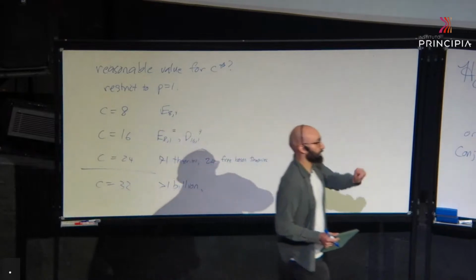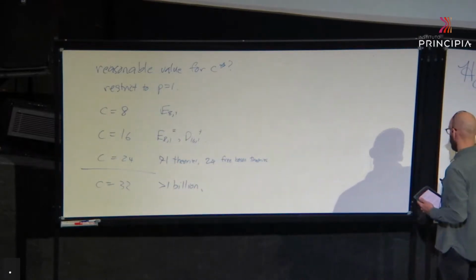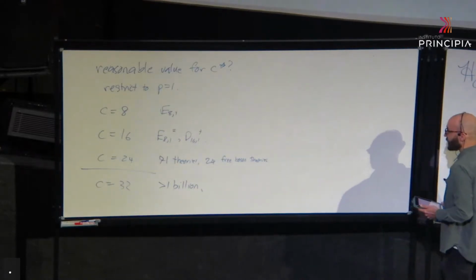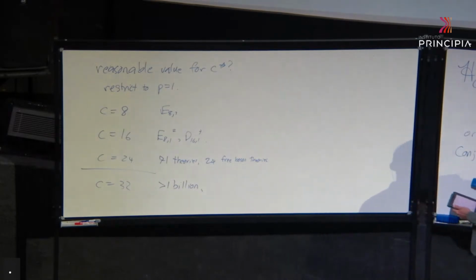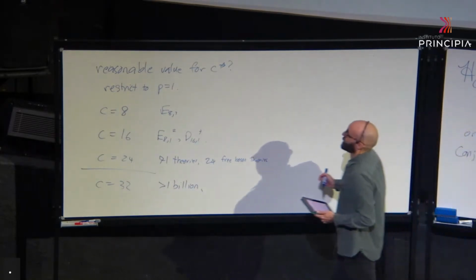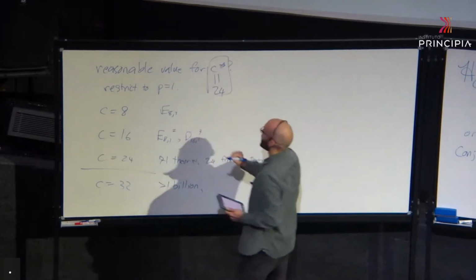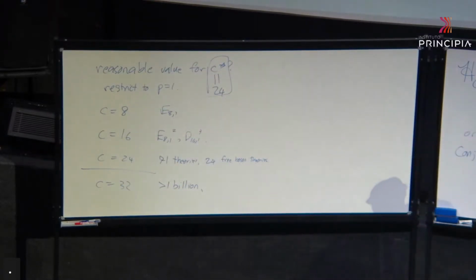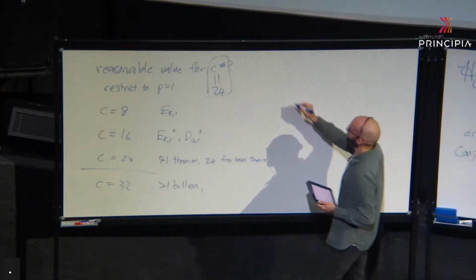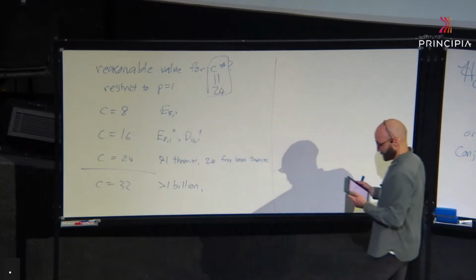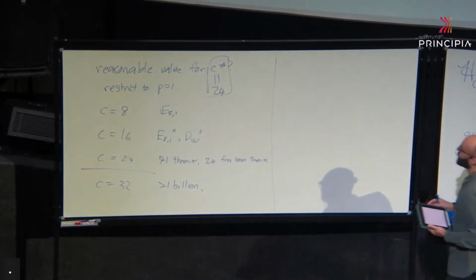So I don't think you can expect an explicit table like the one on the right if you push beyond this c equals 24 ceiling. So with that, I will, without apology, restrict to c star equals 24 from now on. OK. Well, what about p star?